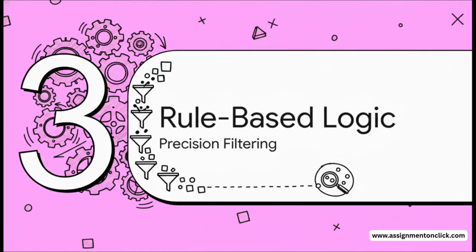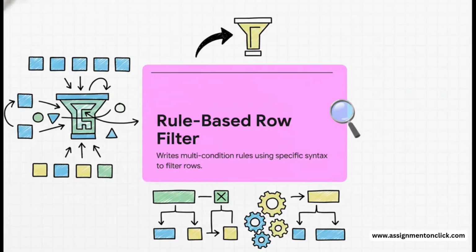All right, Section 3, Advanced Rule-Based Logic. This is where we get into precision filtering. Now, the basic row filter is fantastic for simple tasks, but what if our underlying business question needs far more complex, precise logic? Well, that's where the rule-based row filter node really shines. This node handles the intricate, multi-layered logic that a simple, single-column filter just can't manage.